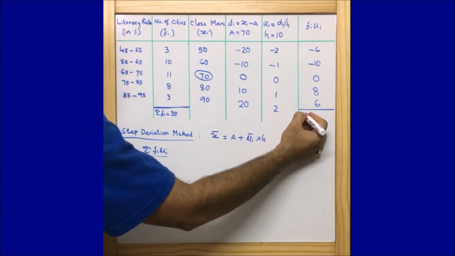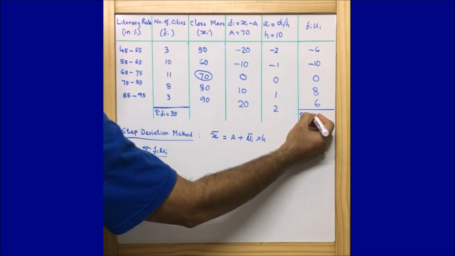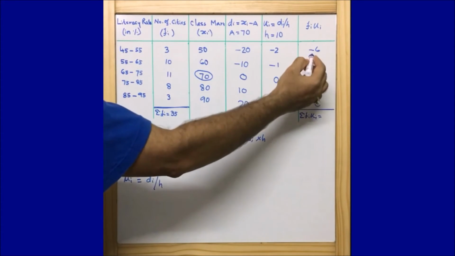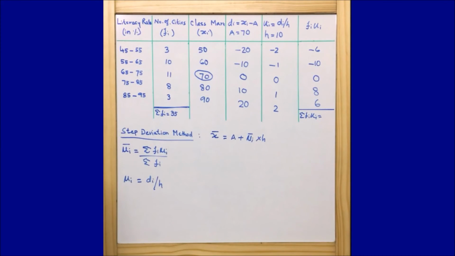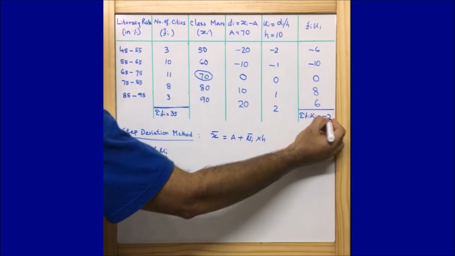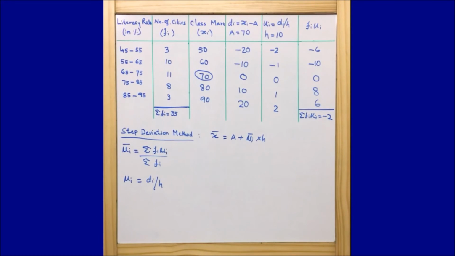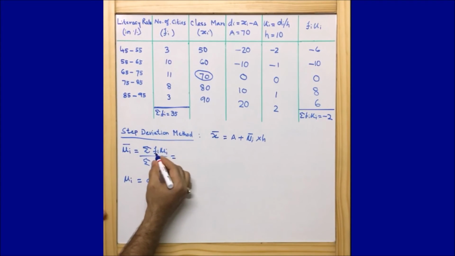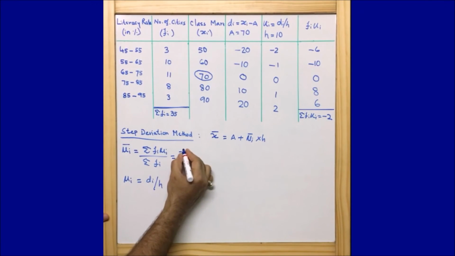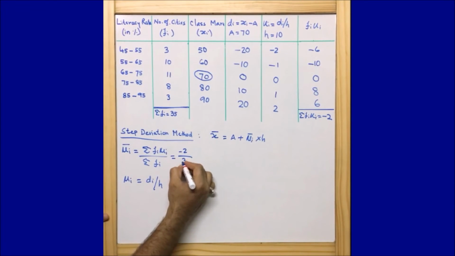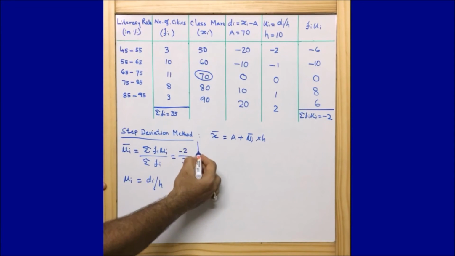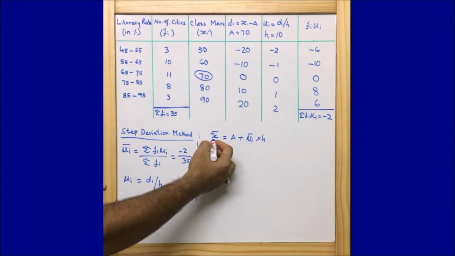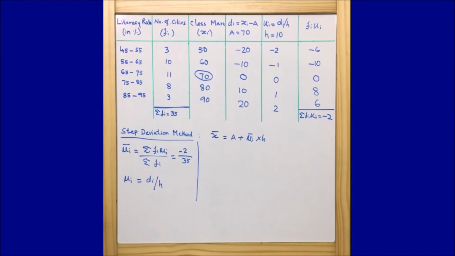Now let us find out the summation of Fi ui. Okay, so here it is minus 16 and 8 plus 6, 14. Minus 16 plus 14 is equal to minus 2. So guys, we are able to find out the value of summation Fi ui is minus 2. Now let us put this data in the formula here, and let's see what we are getting. Summation of Fi ui is minus 2 we got here upon 35. Summation of Fi is 35. So this is what we got.